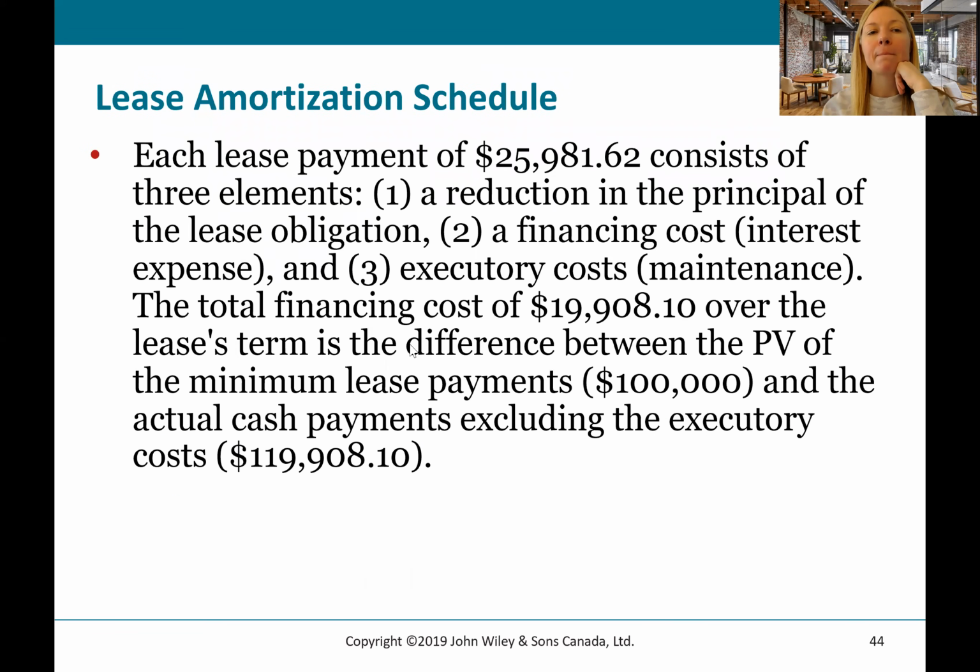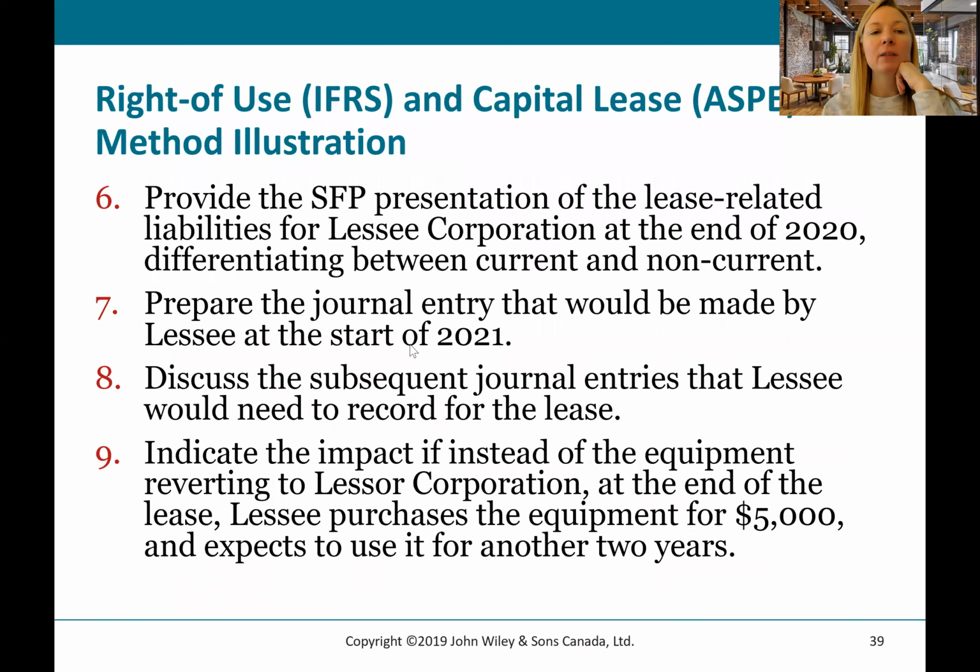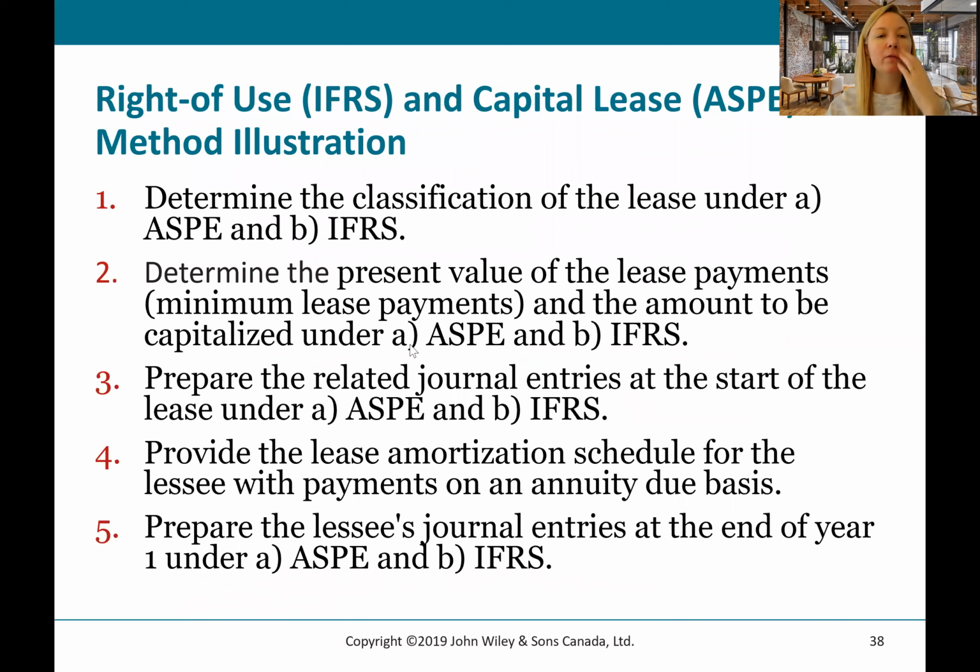Okay, let's go back to the request here. So what have we done here? We've done the classification, we've done the present value of the lease payments. We've prepared the journal entries at the start of the lease. We've done the lease amortization schedule on the annuity due basis, which is always going to be the case, annuity due. And now we're asked to prepare the lessee's journal entries at the end of the year.